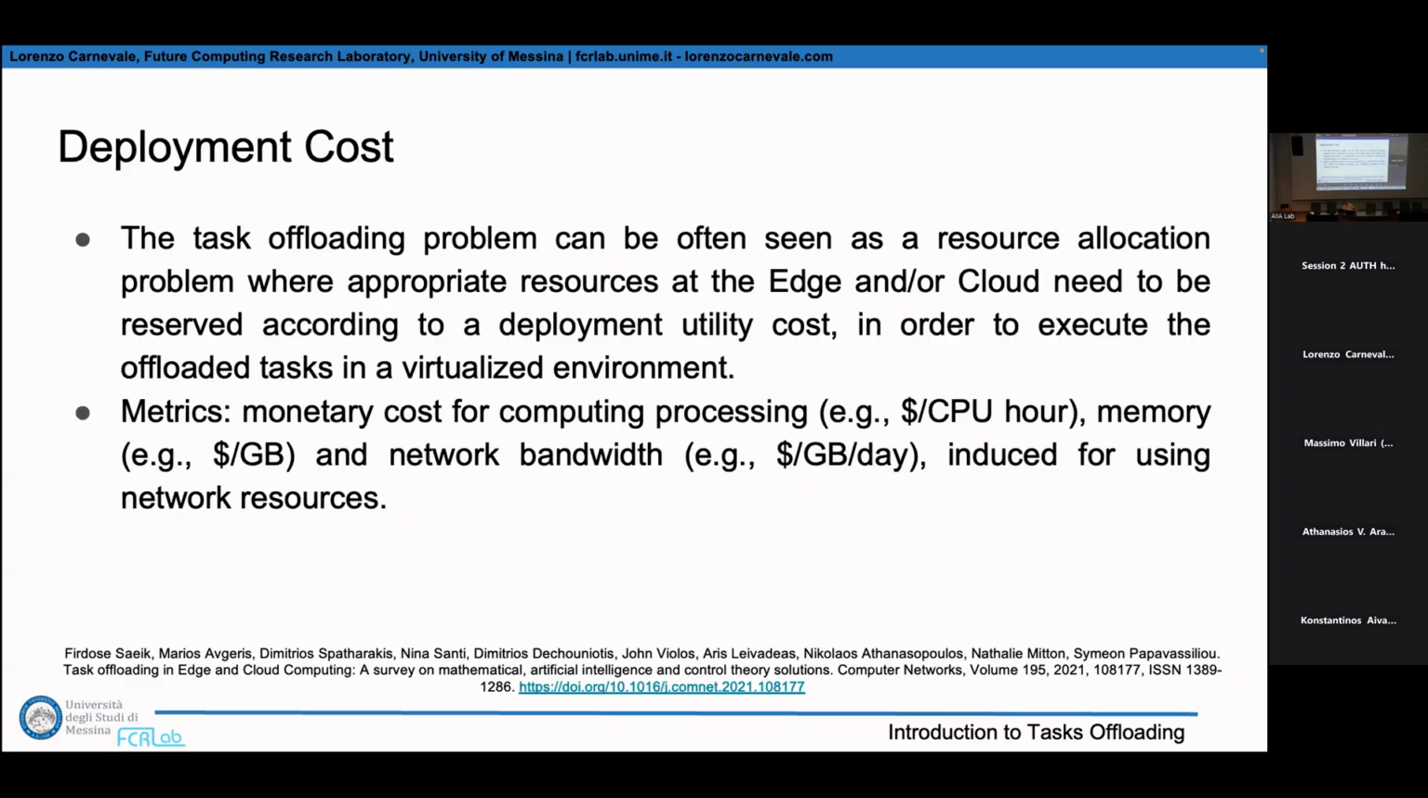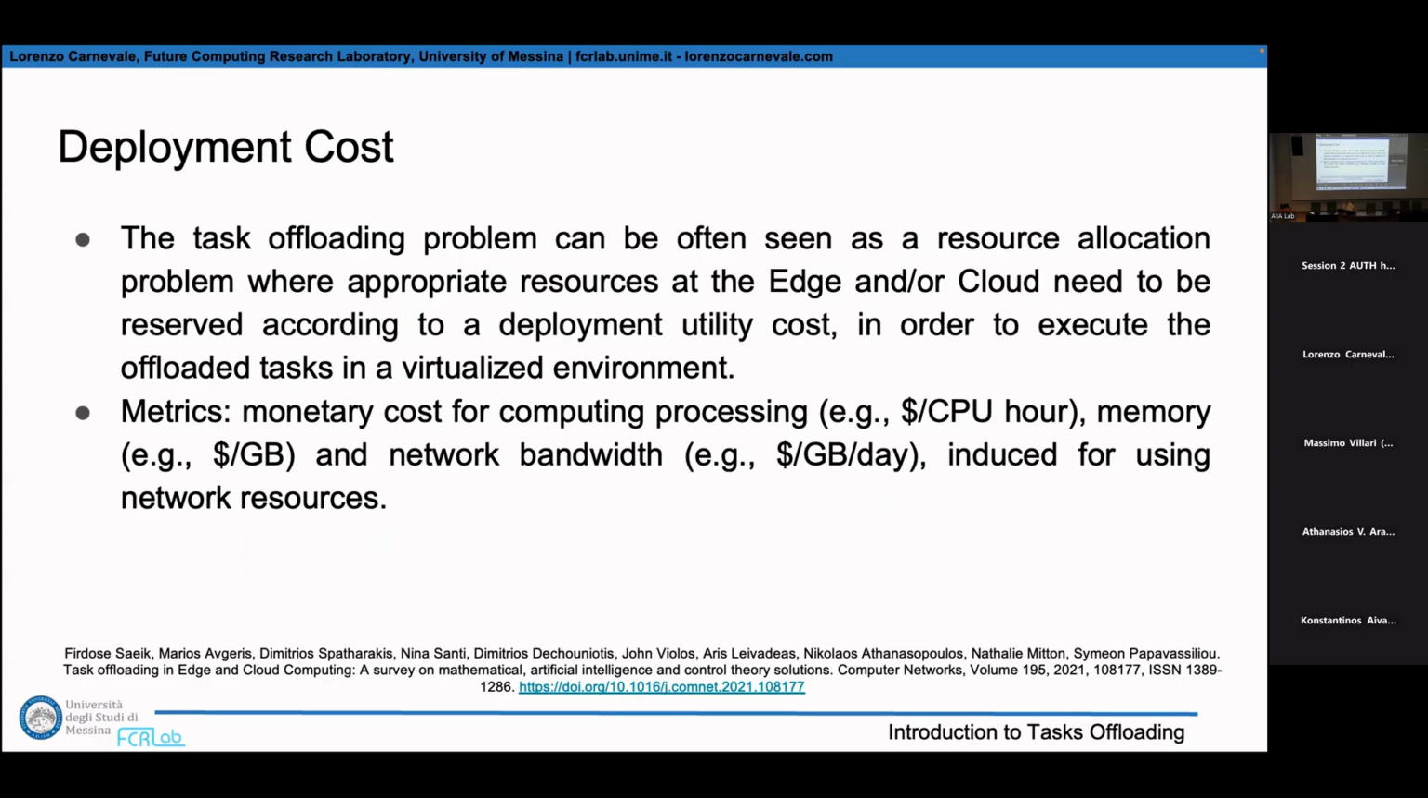The other important point is the deployment cost. Deployment cost is the one that we have to consider when we want to offload the task mostly into the edge, the cloud platforms that are rented by the user.